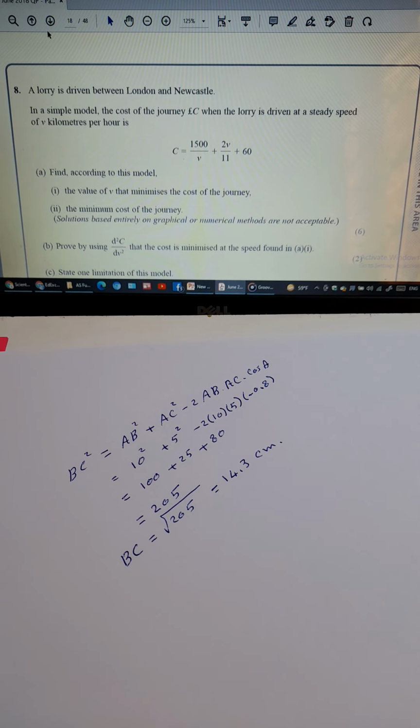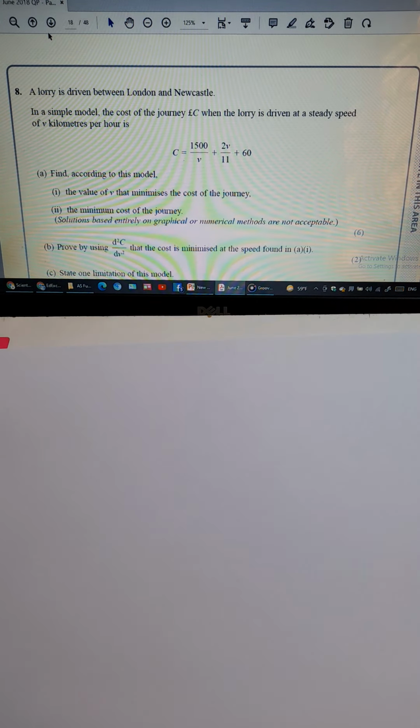Question 8. A lorry is driven between London and Newcastle. In a simple model, the cost of the journey, £C, when the lorry is driven at a steady speed of V kilometers per hour, is C equals 1500 over V plus 2V over 11 plus 60. A, find according to this model the value of V that minimizes the cost of the journey.